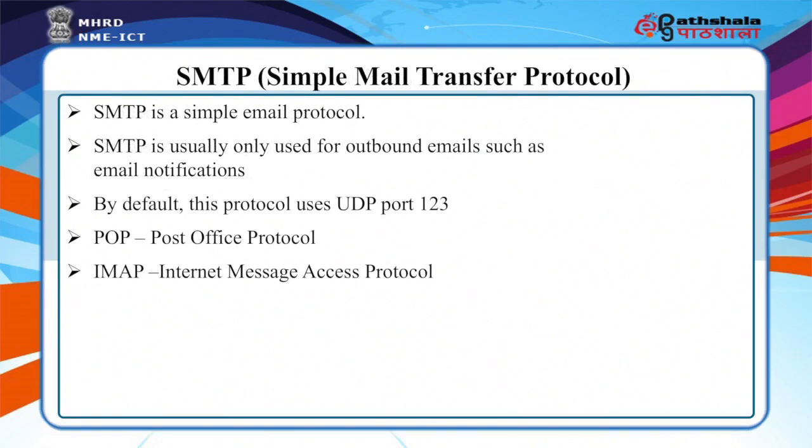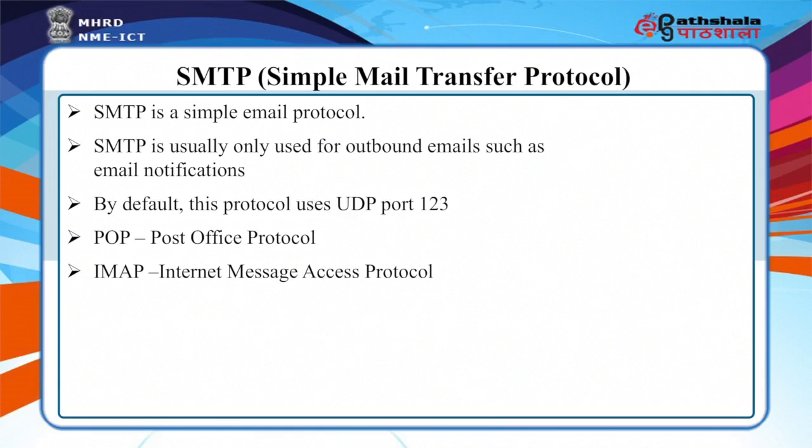And the other one is SMTP, which is used in mail, the Simple Mail Transfer Protocol. As HTTP is used for web pages, SMTP is used for email. It is usually used for outbound emails such as email notifications. And by default, this protocol uses UDP, and you can use POP for fetching mails, or IMAP, Internet Message Access Protocol, in your mail client to read the mails from the mail server.